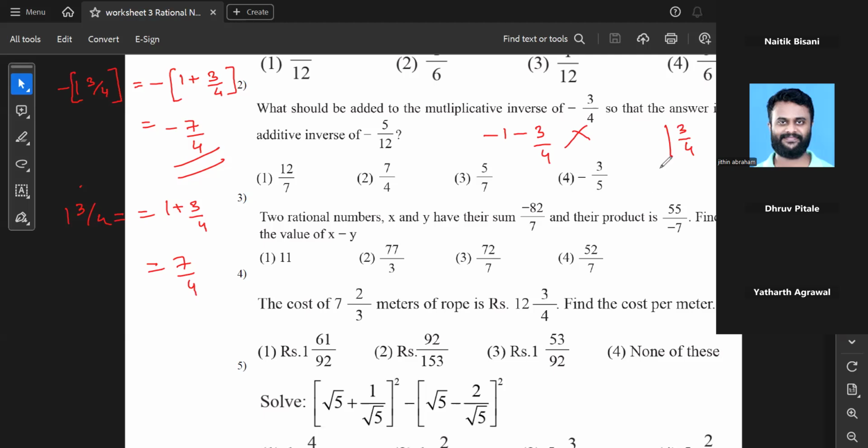So, summary: you consider the mixed fraction always as a positive number, convert it into a normal fraction, and then if there was a negative sign with the mixed fraction, copy paste that negative sign over here as it is. That's it.